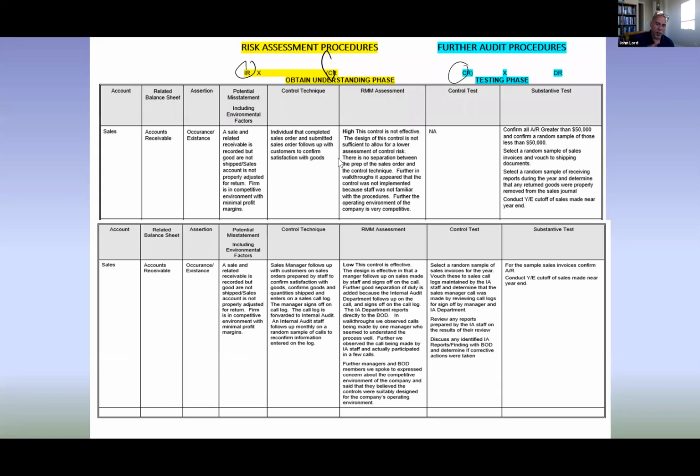Okay. But notice the key takeaway from all of this, and we'll talk about this more, is what? The key takeaway is I picked an assertion and I thought about a potential misstatement, and I designed the rest of my audit procedures around that potential misstatement.